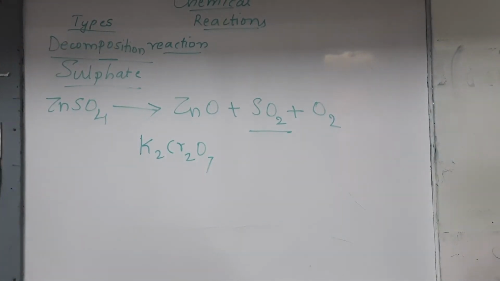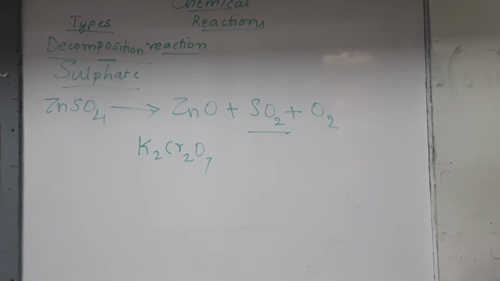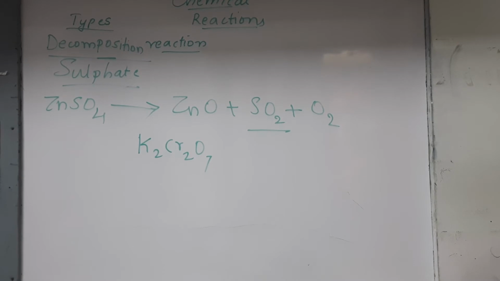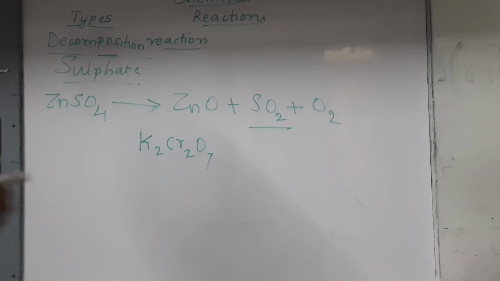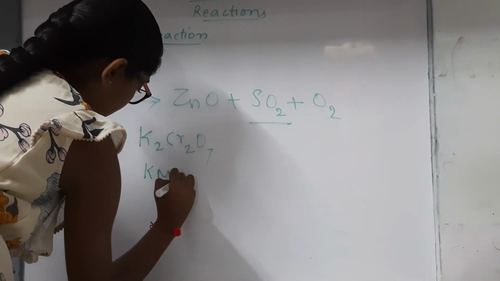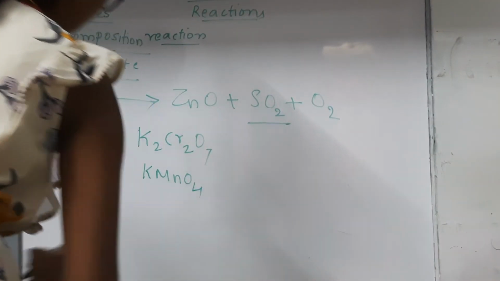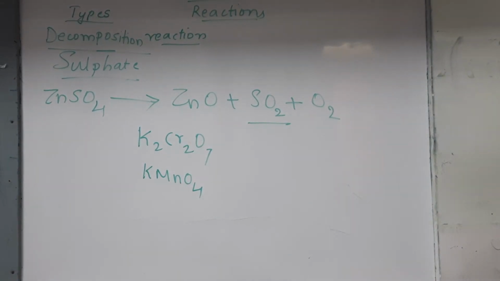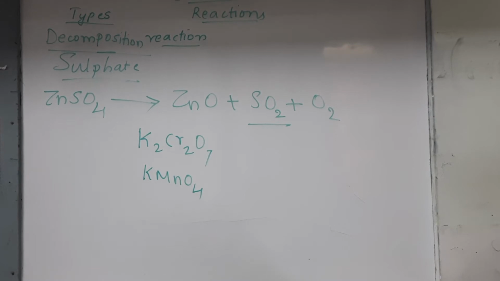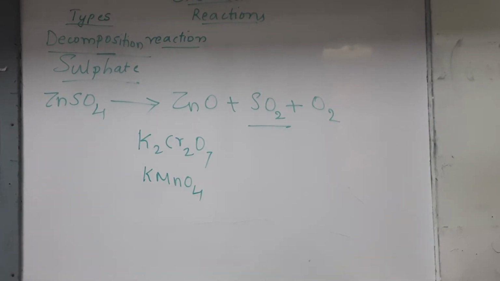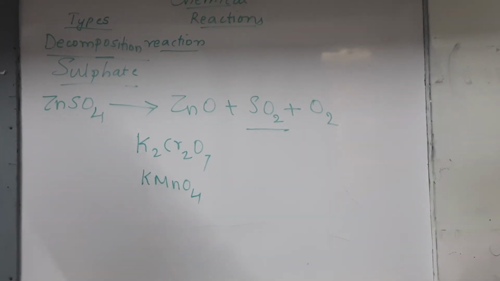K2Cr2O7, potassium dichromate solution, the orange color changes into green color. And one more test is that when SO2 is passed through alkaline KMnO4, potassium permanganate solution, the pink color becomes colorless. So this is about the decomposition reaction.